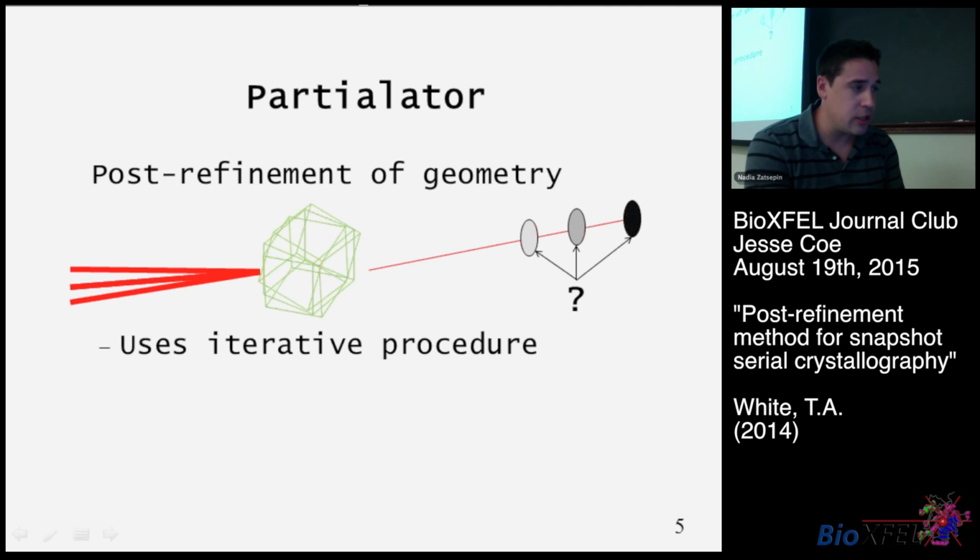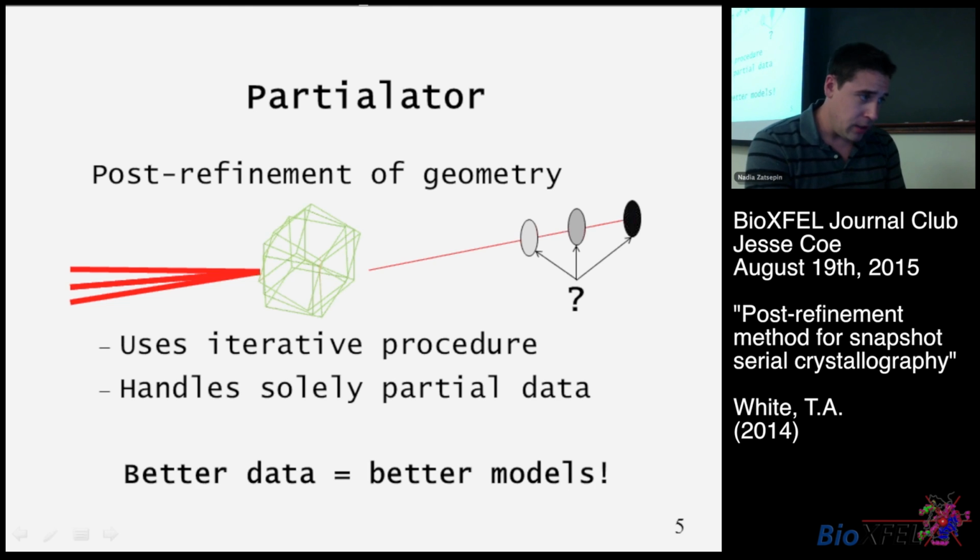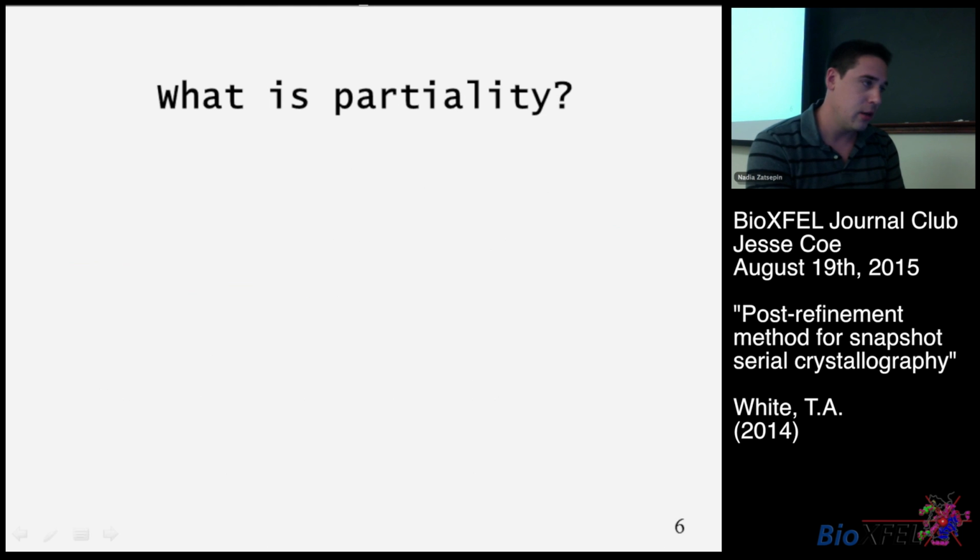So the way that this works is it uses an iterative procedure. It's able to handle only partial data, so only Bragg spots that are partial measurements. And of course, the better our data is, the better our models will be. So we're able to improve our models by essentially fine-tuning this geometry.